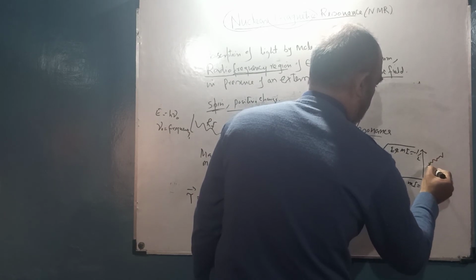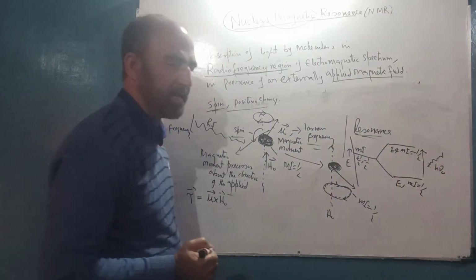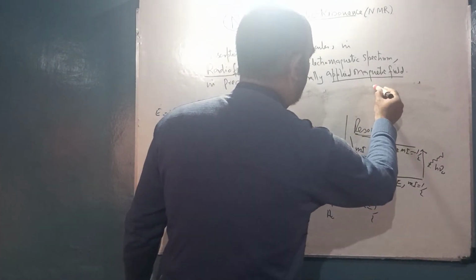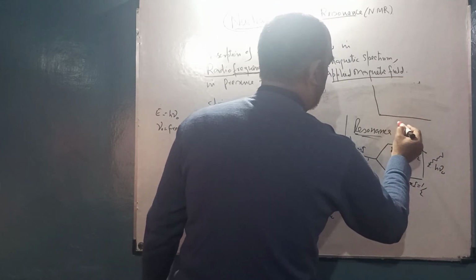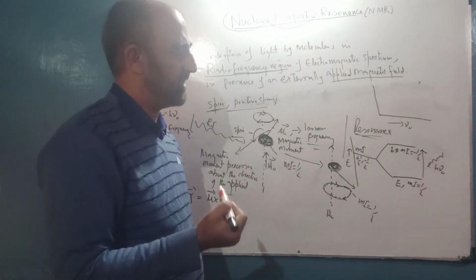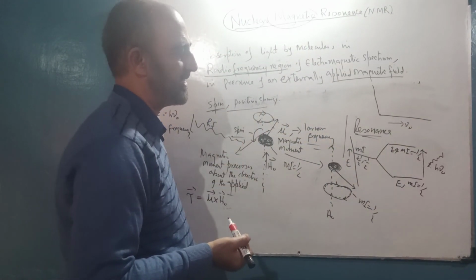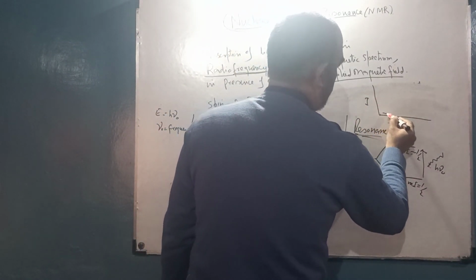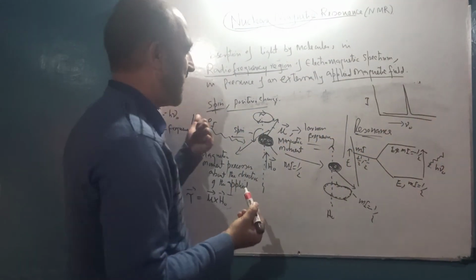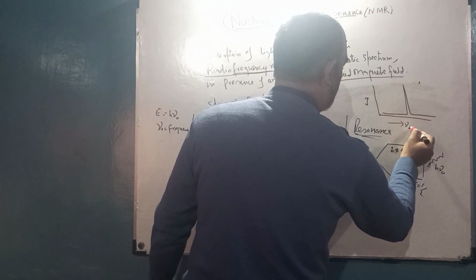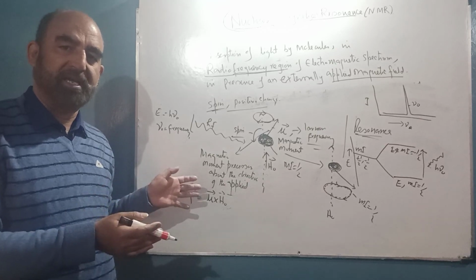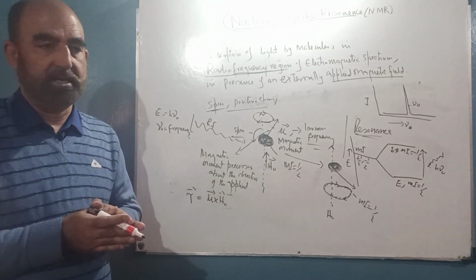So this is the radio frequency photon. When the resonance condition is established, the photon is absorbed. And when the photon is absorbed, we can plot frequency versus intensity like this. So we have the frequency, or we can take this axis in magnetic field units also, and this is the intensity. At a particular frequency, when the resonance condition is established, the photon will be absorbed, and what we are doing is recording an NMR signal on the spectrum.